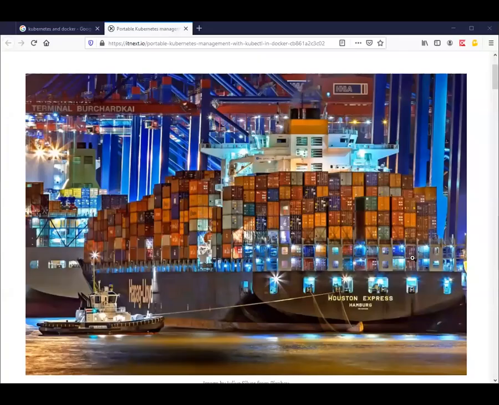Let's come to a real use case now after seeing the video. We do see that we have a Docker, your backside, right?